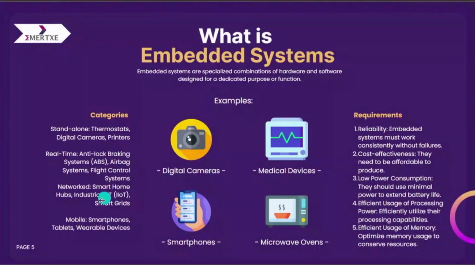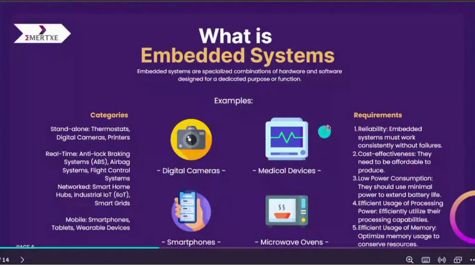We also have networked embedded systems connecting devices like smart home hubs that control our lights and appliances, industrial IoT systems used in factories and industries, and smart grids that manage electricity distribution. In our daily lives, we rely on mobile embedded systems and smartphones that keep us connected, tablets that offer portable computing, and wearable devices like smartwatches that monitor our health and fitness. These embedded systems make our lives easier and more convenient.